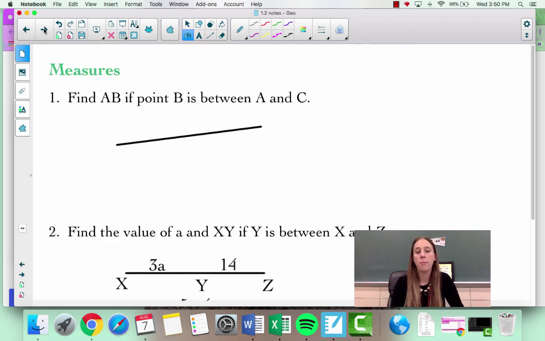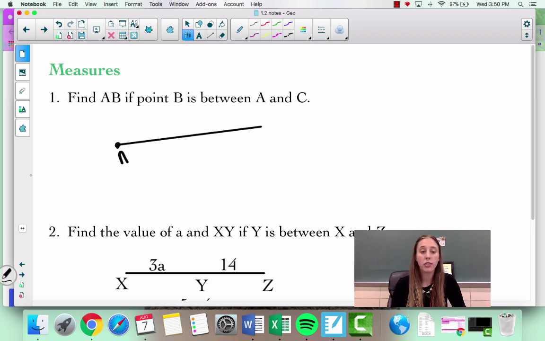Now, when we're talking about measures of a segment, there's going to be some things you want to be able to do, and the first is to label or draw pictures. Pictures will always help. This says find AB if point B is between A and C. The key here is it says B is between points A and C. Between just means somewhere along the line. It does not have to necessarily mean smack dab in the middle. It could, but it doesn't have to be.